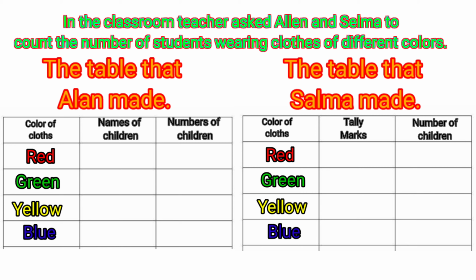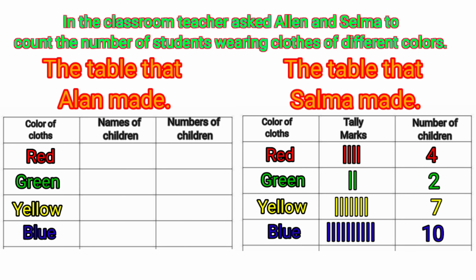So, look at Selma's table. Here, Selma is putting one vertical line for each child. Likewise, 4 children have worn red color clothes, 2 children have worn green color clothes, 7 children have worn yellow color, and 10 children have worn blue color.